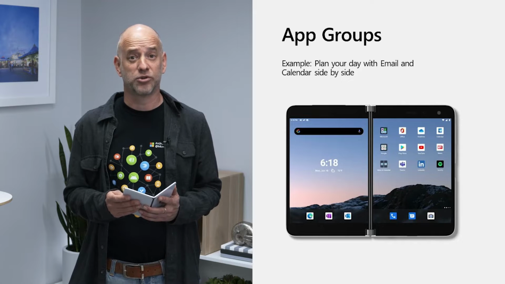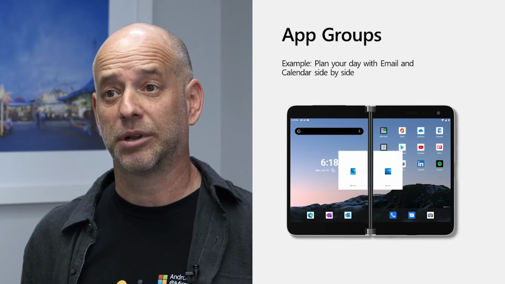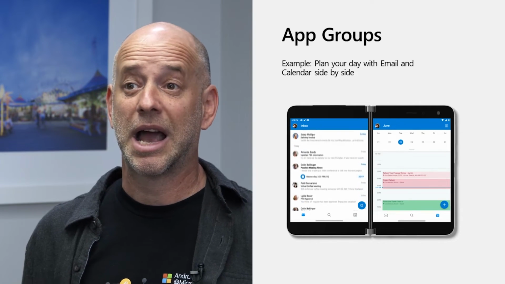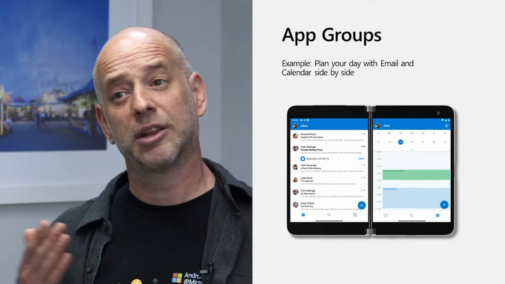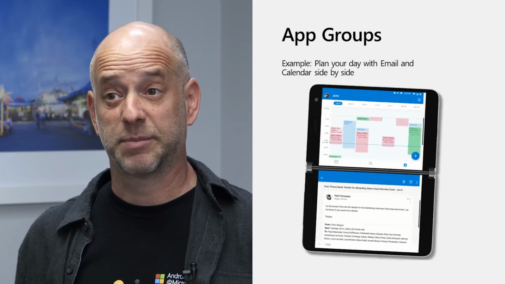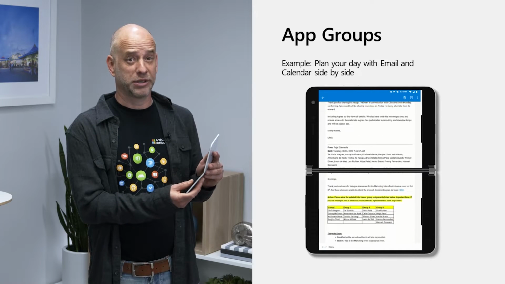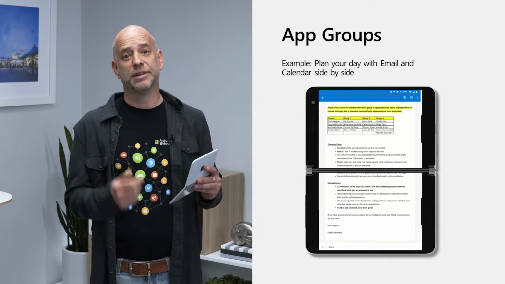App groups are combos of two apps that will launch in a single click on both the screens. In this example, I can easily plan my day, having my emails on the left screen and my calendar on the right screen. Both apps are launched at the same time. When I want to read a specific email, I can go into a reading mode, spanning Outlook across both devices and get more real estate to read the mail.